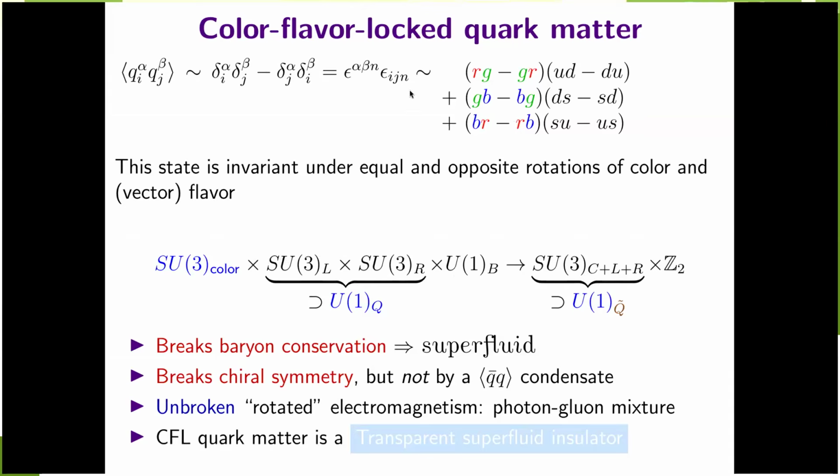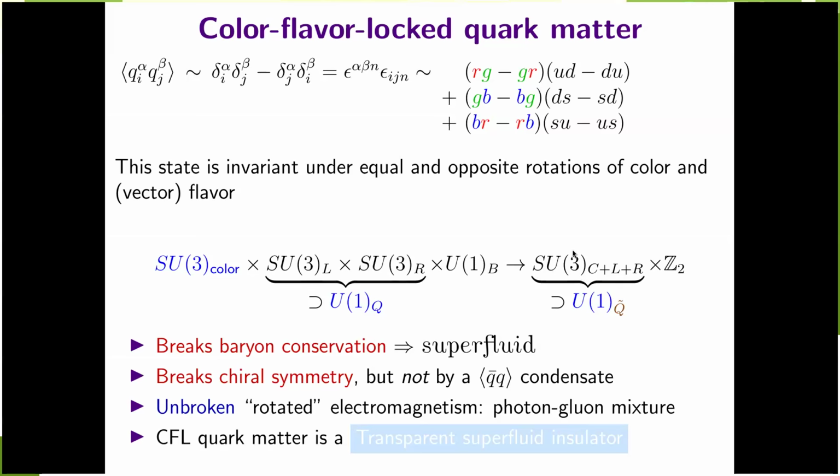Since color and flavor are coordinated in this Cooper pair wave function, you can still leave it invariant. If you just do a color rotation, obviously you'll change the color part. If you just do a flavor rotation, obviously you'll change the flavor part. But if you do a correlated color and flavor rotation, you can leave this whole thing invariant. And that's what this SU3 group here is: a correlated color and flavor rotation.